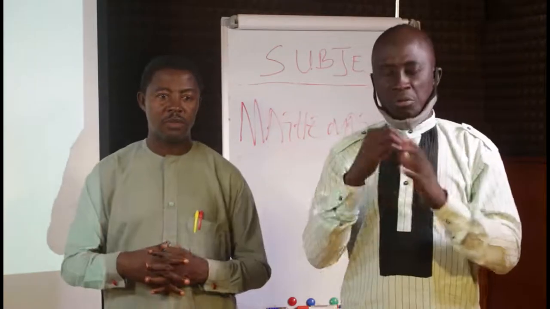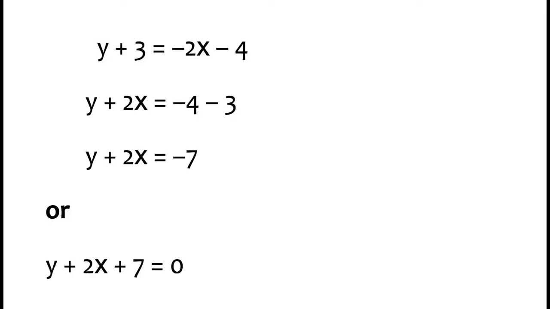Or you equate them to be equals to 0. We have y plus 2x plus 7 equals to 0. Minus 7 become plus 7. So the equation of the line become y plus 2x plus 7 equals to 0.